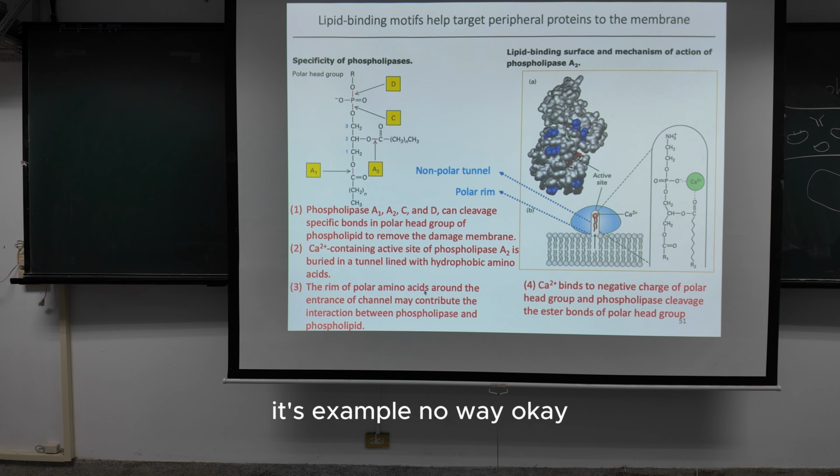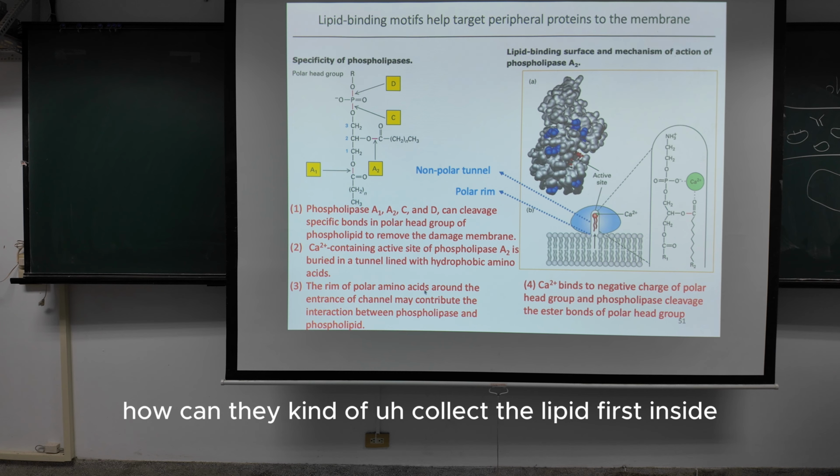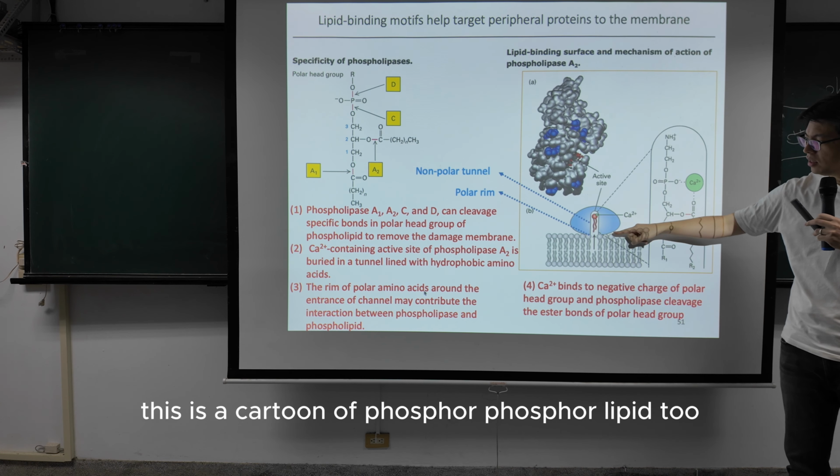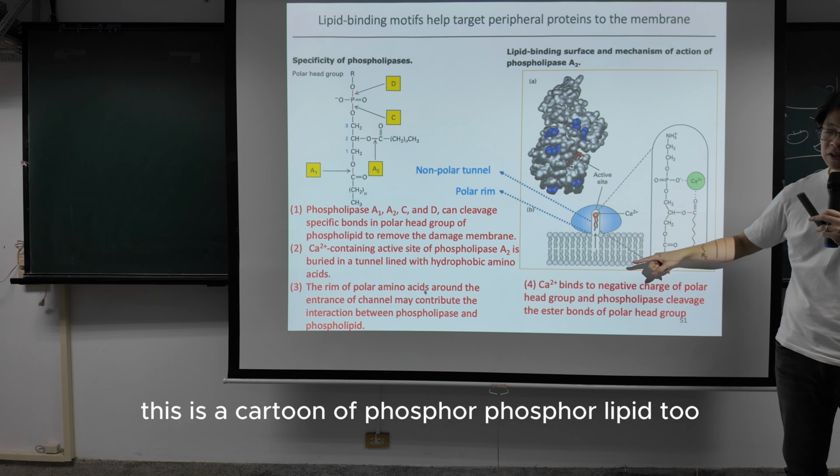Okay, enzymes need to directly interact with their substrate. So to digest the phospholipid, they also need direct interaction. This is the structure of phospholipase A2. It will disrupt this bond. How can they collect the lipid? First, inside, this is a cartoon of phospholipase A2. In the interior there will be a tunnel here. And at the entrance of the tunnel, they arrange a lot of polar amino acids. So we call that a polar ring.